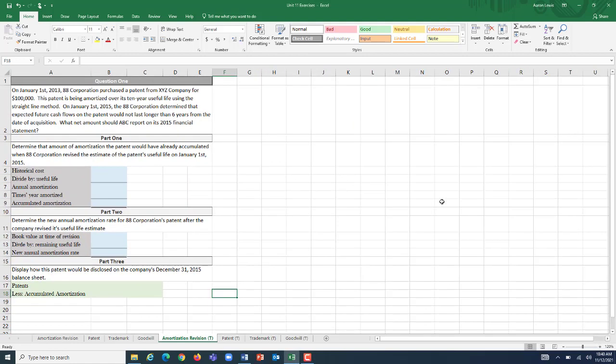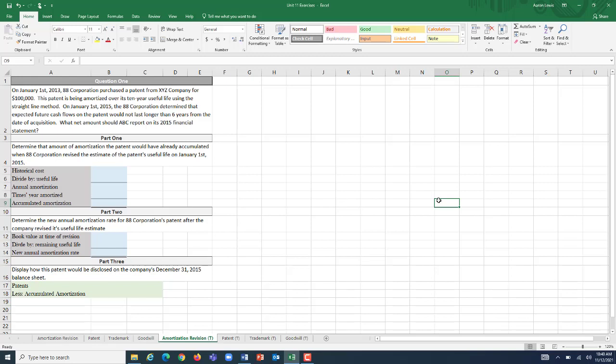In our first question, we have 88 Corporation, who is going to purchase a patent from XYZ Company on January 1st, 2013, and they are going to do so for $100,000. This patent is going to be amortized over a 10-year useful life using the straight line method.